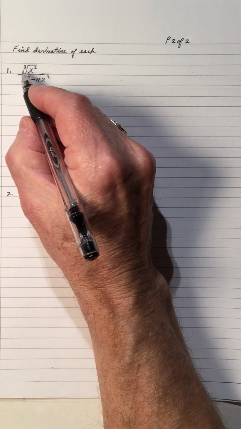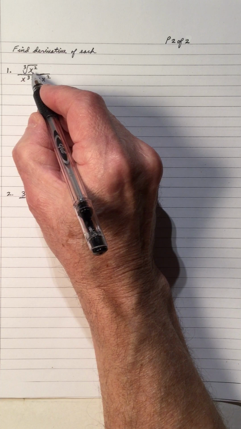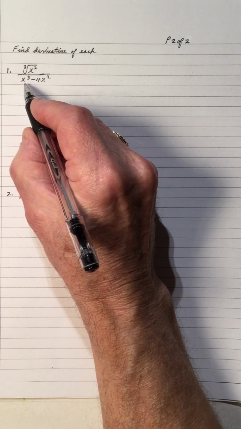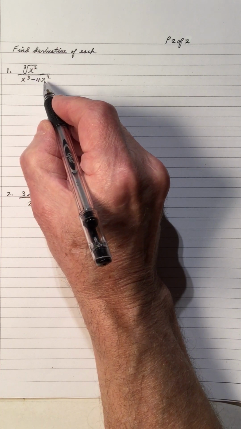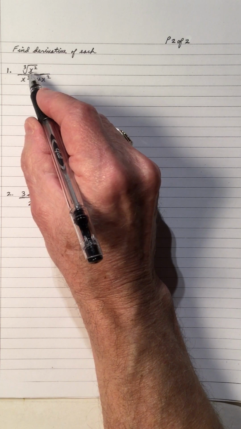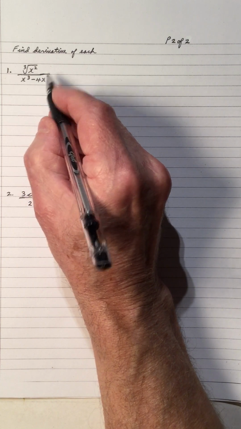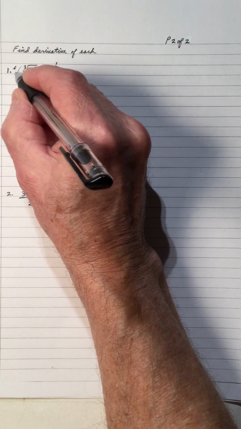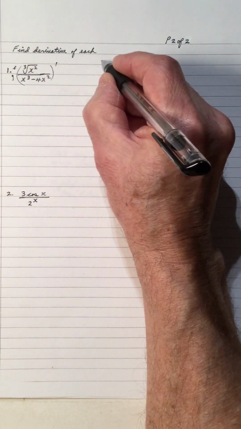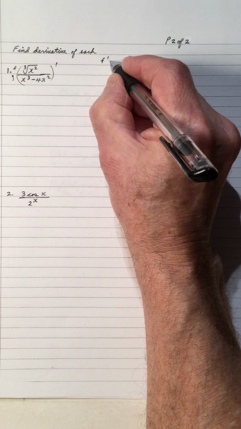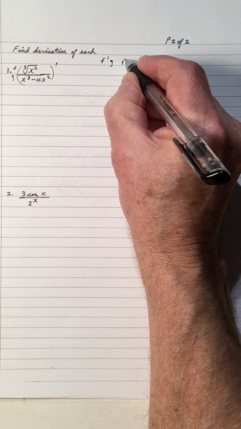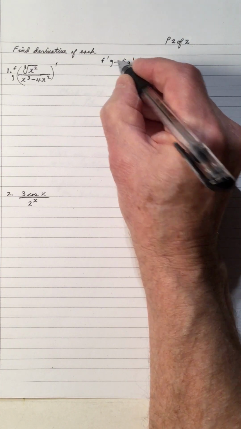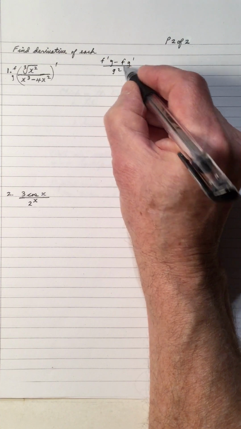Again, notice you have the cube root of x squared, which is one function, and you have x cubed subtract 4x squared, which is another function. This is a root, and this is a polynomial. So we want to find the derivative, so that's the prime. Again, that's f and g. The derivative is f prime g minus f g prime over g squared.